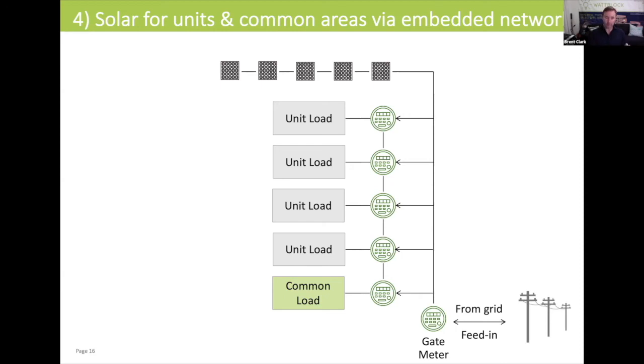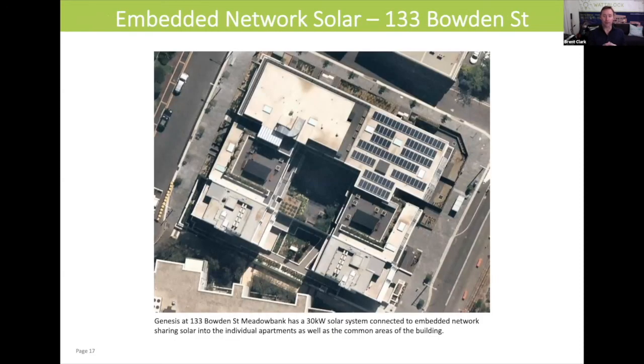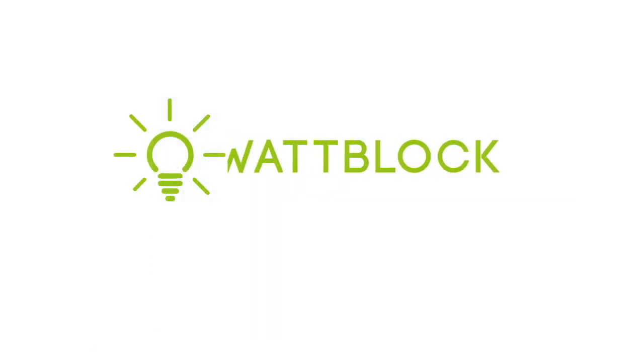So if we jump over here to the Genesis building at 133 Bowden Street in Meadowbank, here we have an example of a 30 kilowatt solar system connected to an embedded electrical network. And this system is sharing the solar into the individual apartments as well as the common areas of this building.